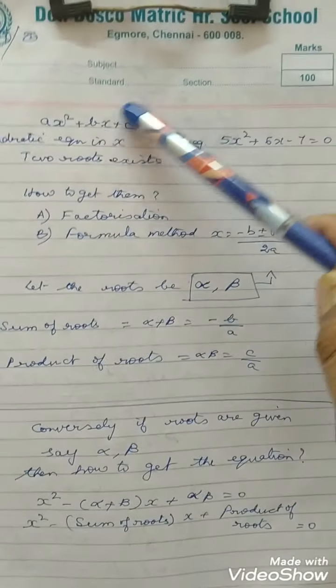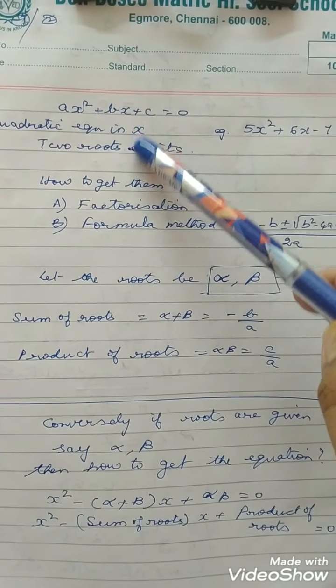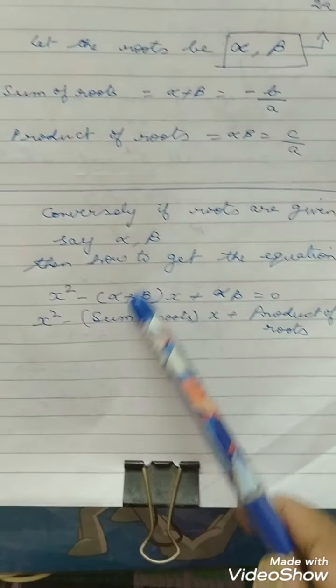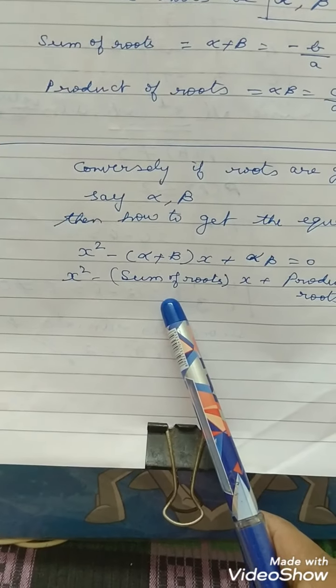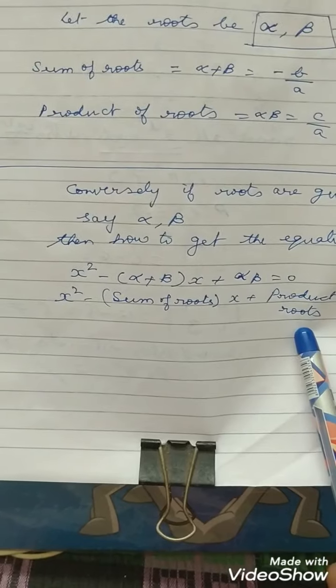Please remember, when the equation is given, you know how to get the two roots. If the roots are given, you know how to get the equation. If the roots are given, put the sum of the roots and the product of the roots, fit it into this equation, and you get the concerned equation.